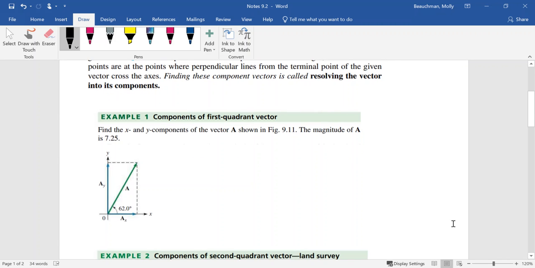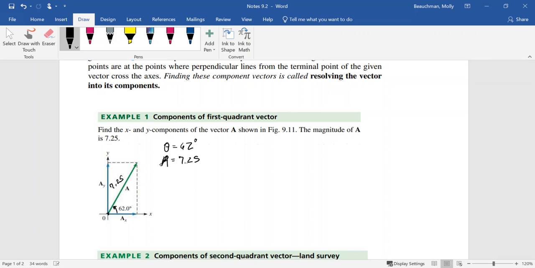So it's easier to see what we're talking about if we take a look at a diagram. So below we have to find the x and y components of the vector A, shown in the figure. The magnitude of A is 7.25. So the magnitude of this green vector A is 7.25. Notice it's placed at 0, 0 along the x-axis, and it's a direction of 62 degrees measured in standard measurements. So the angle measured, the direction, is 62 degrees, and the length of the vector, capital R, or capital A in this case, is the length of the vector, is 7.25.